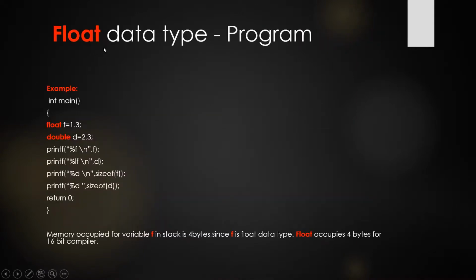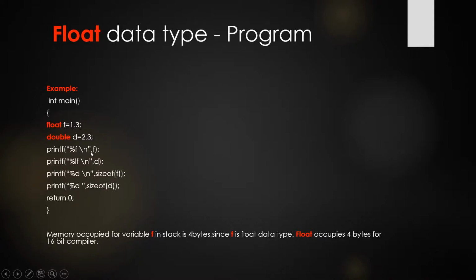Example program of a float data type. Here I have written code in main with open braces, and I am using a float data type as well as a double data type. I am using the variable f equal to 1.3 and d equal to 2.3. The only difference between float and double is that double occupies more memory compared to float. The float is 4 bytes, the double will be 8 bytes.